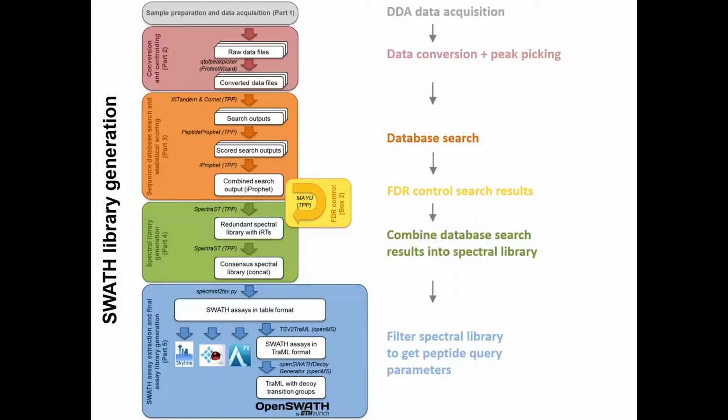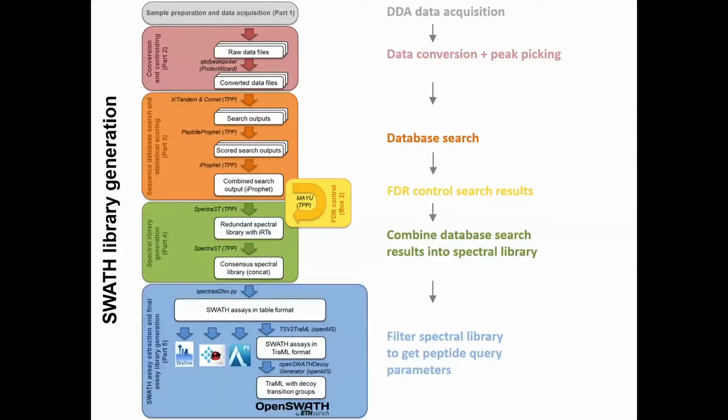And then we run search engines. We tend to use Comet and X!Tandem. We tend to use the open source ones here. And we do some post-processing of this using the PeptideProphet and iProphet tools to combine these. If we have searches from different databases, different search engines, sorry, we combine them using this iProphet tool. Then we have another tool called Mayu, which does all the FDR estimation at different levels. And we select a filter here, and we only let the high quality stuff in to this next step, the spectral library generation stage.